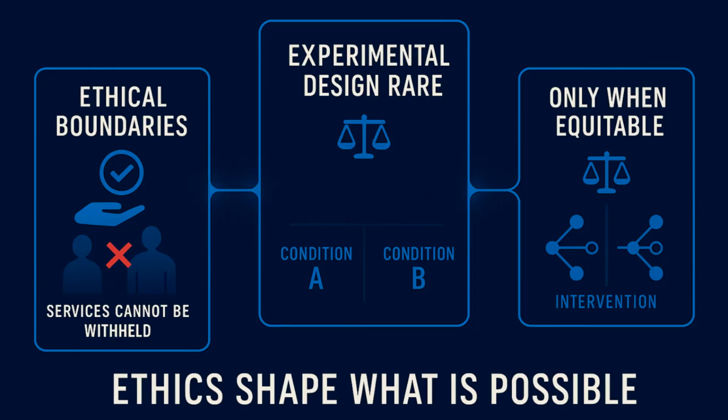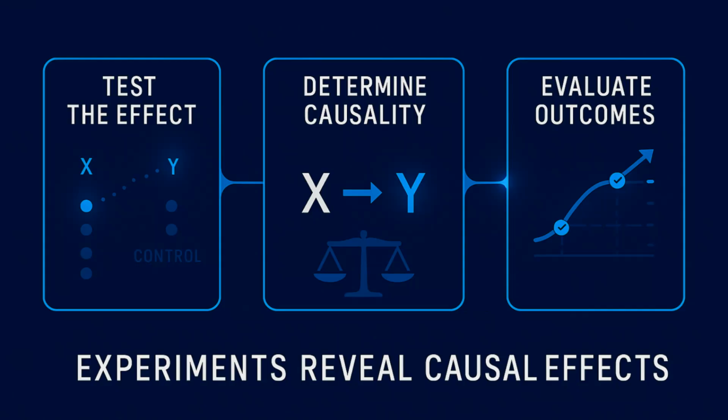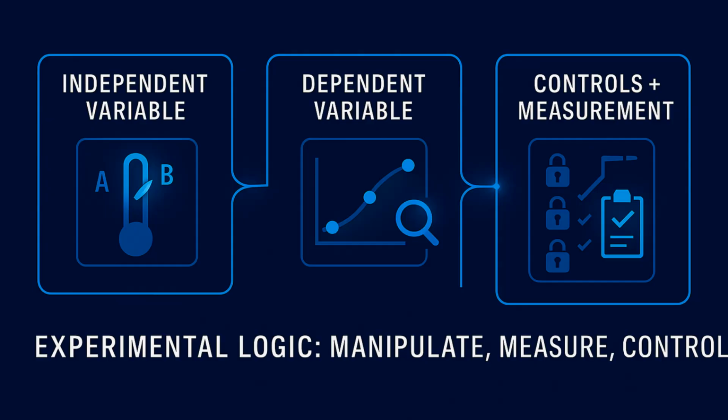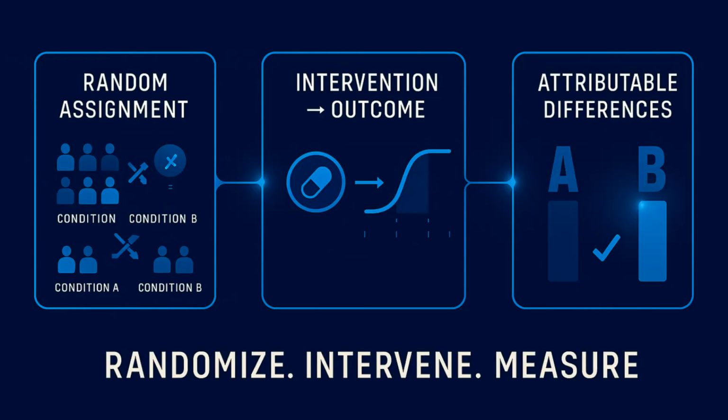Because of these ethical boundaries, experimental designs are rare in dissertation work unless the intervention is equitable and both conditions represent acceptable options. When an experiment is ethical and feasible, the verbs reflect its intent. Test the effect, determine causality, evaluate outcomes. Variables follow experimental logic. The independent variable is manipulated, the dependent variable is measured, and controls are used to isolate the effect. Measurement relies on validated instruments and standardized procedures. Sampling requires random assignment into conditions so differences in outcomes can be attributed to the intervention rather than pre-existing differences.